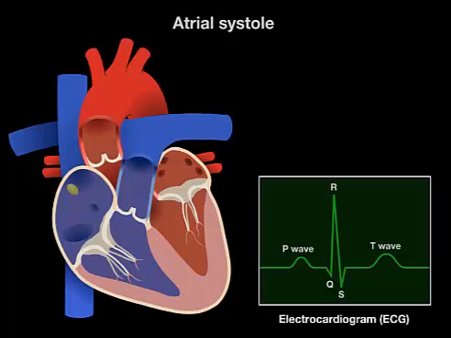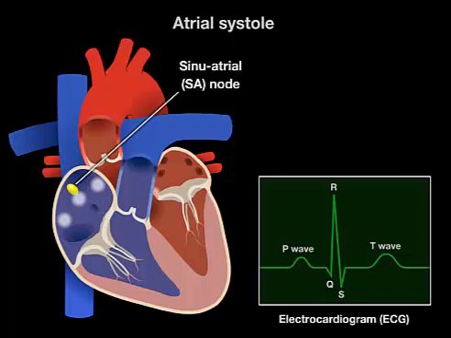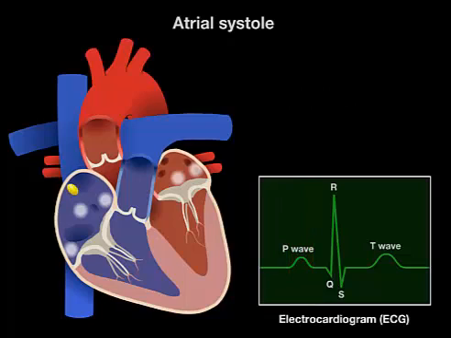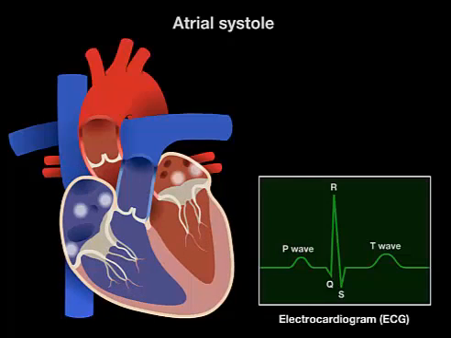This contraction results from a series of events beginning with the spread of action potentials from the sinoatrial, or SA node, across the walls of the atria. This results in atrial depolarization, which is represented by the P wave on the electrocardiogram, also called an ECG or EKG. Atrial depolarization initiates contraction, or systole.